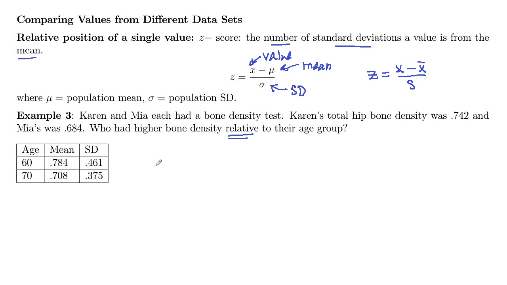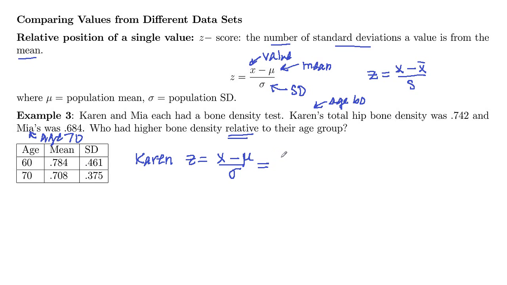So we want to figure two z-scores. So these will be respective. Let's say that Karen is age 60, and let's say that Maya is age 70 for this example. So Karen's z-score is going to be the value minus the mean over the standard deviation. So x minus mu over sigma.